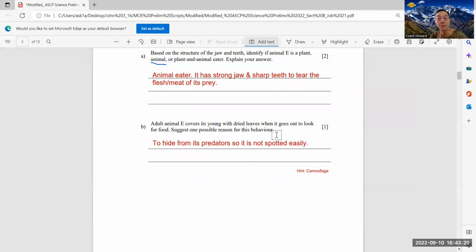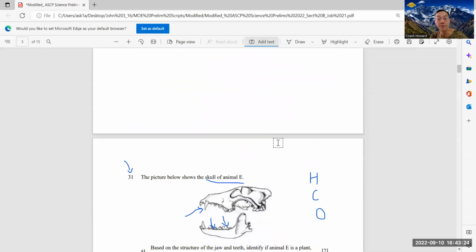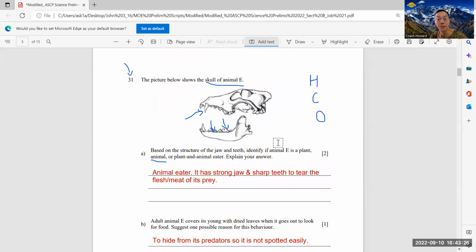Likewise, I will do a screenshot of this. And I have already screenshot this. Okay, to hide from its predators. So you do take note of this section. Okay, give me a second. Let me do a screenshot and annotate. Okay, I will send it to you shortly when I do the recording. So I have done question 30 and 31.